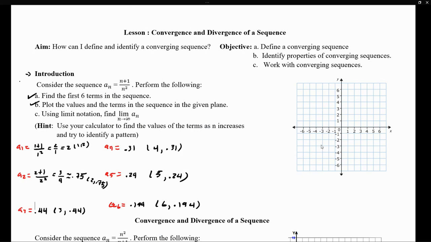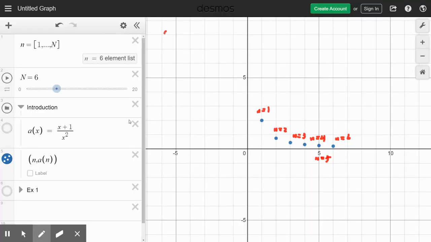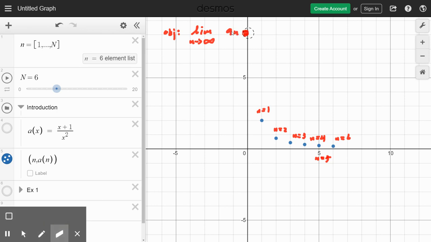Now that we have properly plotted the values and the terms in the sequence, let's use the limit notation and try to identify what is the limit of the sequence as n is getting larger and larger. The objective now is to see, is it possible for me to identify the value that this sequence is going to approach as I keep getting farther and farther along the sequence? Well, we can do this by observation. My first term is right here. My second, my third, my fourth, my fifth, my sixth.